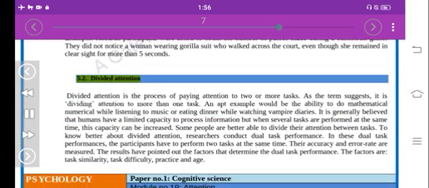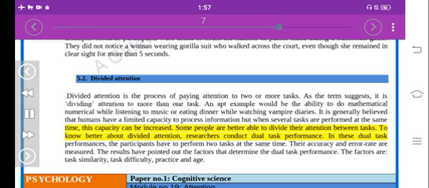5.2. Divided attention. Divided attention is the process of paying attention to two or more tasks. As the term suggests, it is dividing attention to more than one task. An apt example would be the ability to do mathematical numericals while listening to music or eating dinner while watching Vampire Diaries. It is generally believed that humans have a limited capacity to process information, but when several tasks are performed at the same time, this capacity can be increased. Some people are better able to divide their attention between tasks.